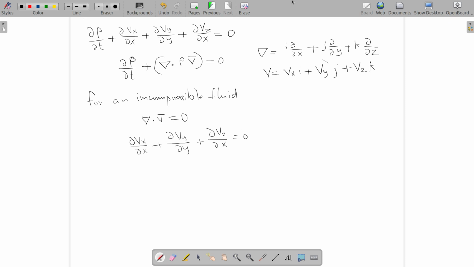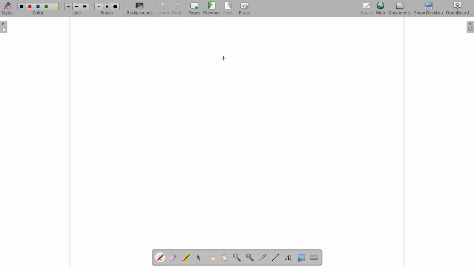Now let's leave it here and talk about something very important. This is a concept we need to know, and it is very commonly used in CFD. So usually the derivative we use is the spatial derivative.